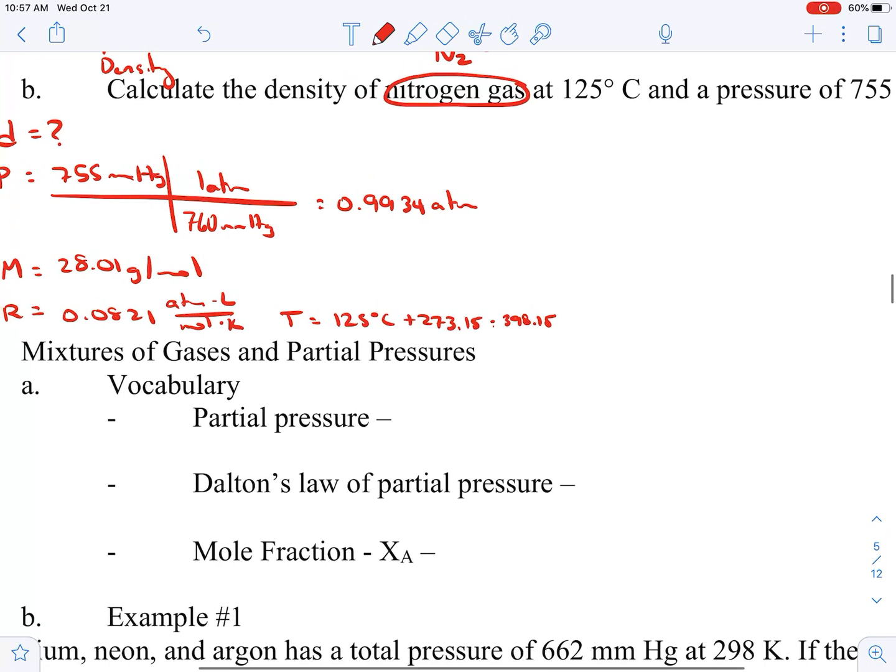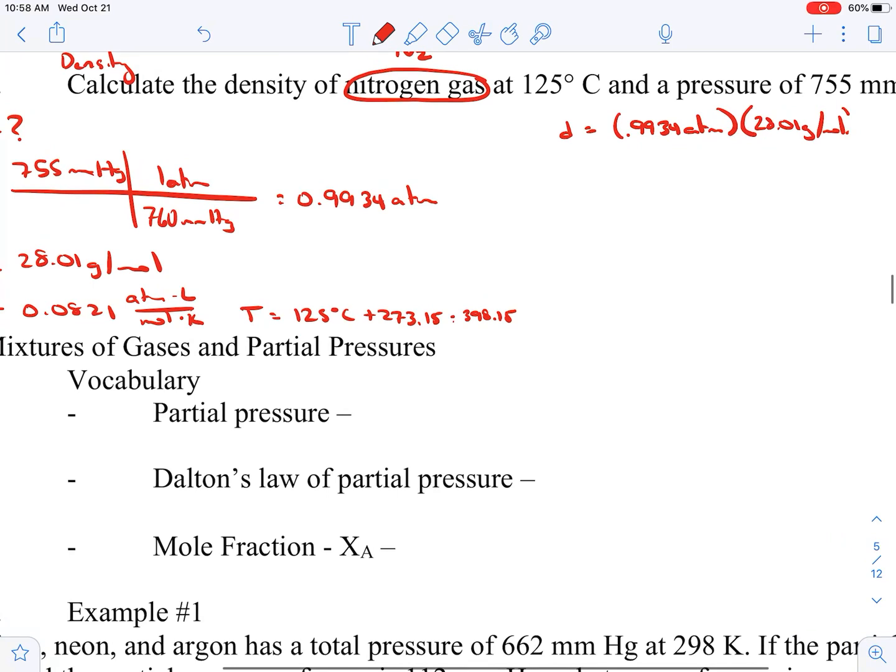Hopefully we can still see it. d equals, and we take our pressure, 0.9934 atm. I'm going to leave our units on there so we can see how everything cancels out. Then we have our molar mass, 28.01 grams per mole. Ooh, got to the edge right there. Yikes. Then we have over R, which is our gas constant.